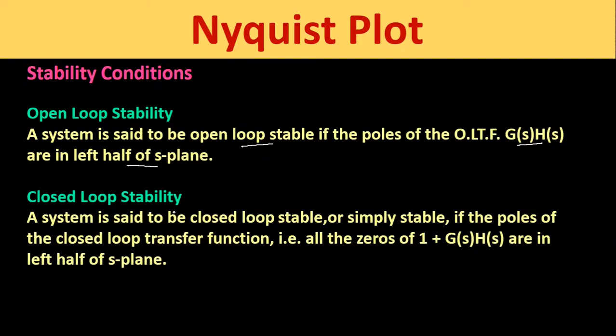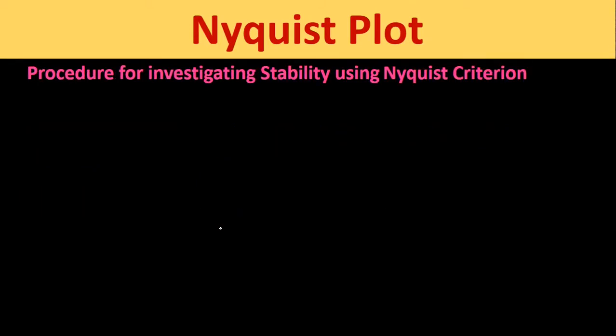Second one is closed loop stability. A system is said to be closed loop stable or simply stable if the poles of closed loop transfer function, that is the zeros of 1 plus G(s)H(s), are in the left half of the s-plane. The zeros of 1 plus G(s)H(s) are equal to the poles of the closed loop transfer function. Therefore, a system is said to be closed loop stable if the poles of closed loop transfer function or the zeros of 1 plus G(s)H(s) are in the left half of the s-plane. Now we will study the procedure for investigating stability using Nyquist criteria.